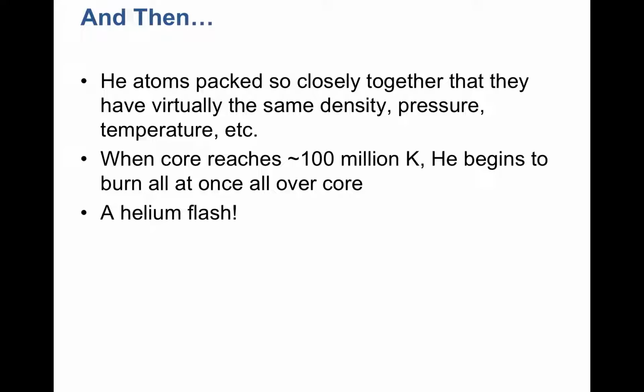Now, there comes a point when this thing gets so hot, 100 million Kelvin or so. Recall, the center of the sun at the moment is about 10 million Kelvin. This is 10 times hotter than it was before. Now, all of a sudden, helium can start burning in the core. But there's a fundamental difference between helium starting to burn in the core here and hydrogen starting to burn in the core when the sun was just reaching the main sequence. And the difference is this region that we just set up.